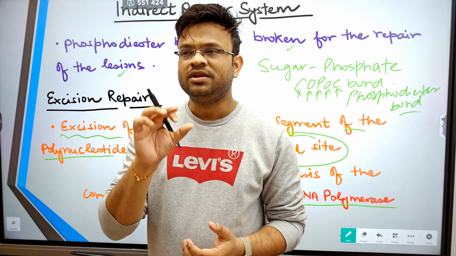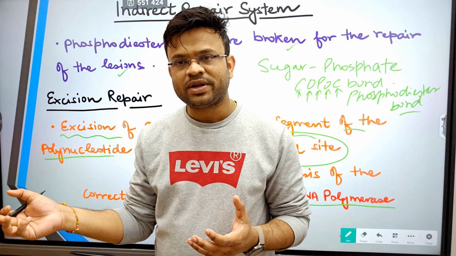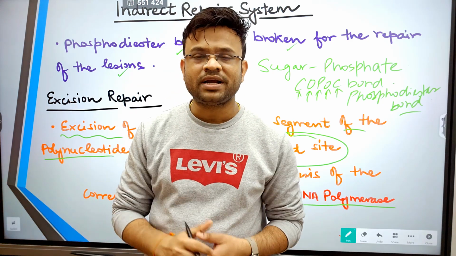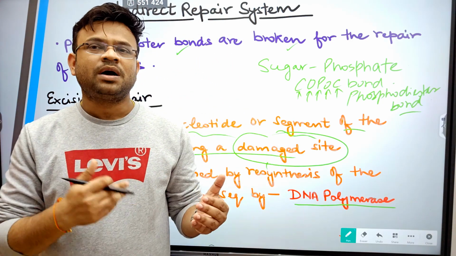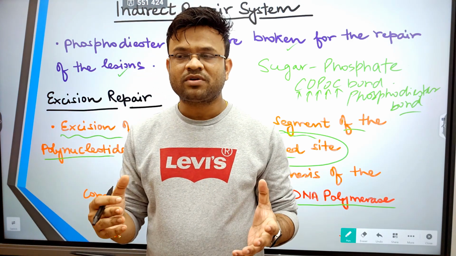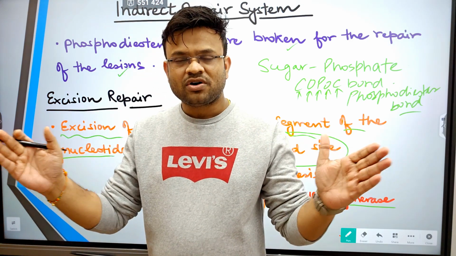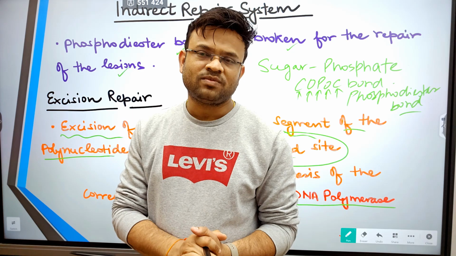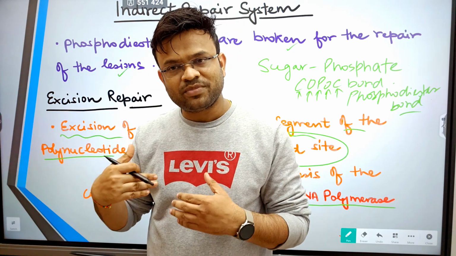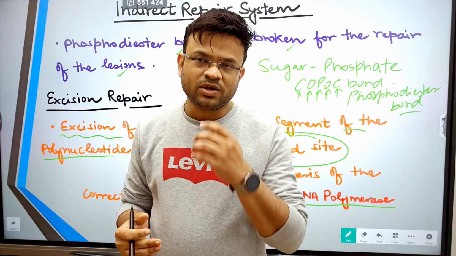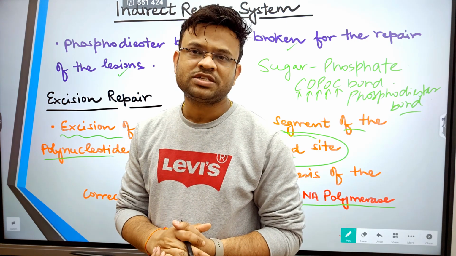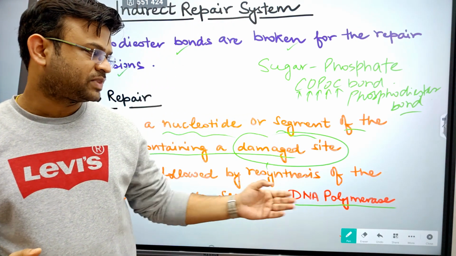Either it is a nucleotide, you have to remove the nucleotide and then bring in a proper nucleotide. That is what you can do. Apart from that, if a stretch of nucleotides is damaged, then you have to remove that stretch and then bring in the correct copy of the nucleotides. So the correct copy is always produced by the DNA polymerase enzyme.